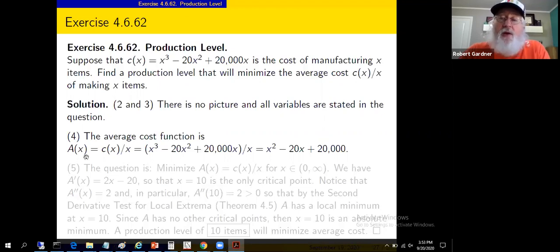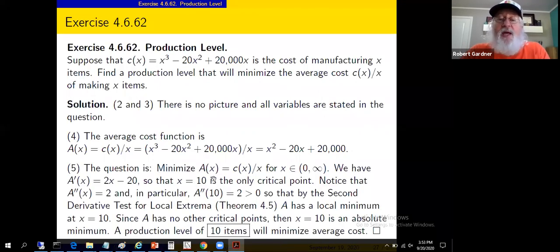Average cost, let me call it capital A to give it a single letter representation. It's the cost function divided by x. Here's the cost function. Take that divided by x, produces this average cost function. You like that function, don't you? Yeah, mercifully, it's just a second degree polynomial. Its graph is a parabola, an opening upward parabola, by the way. So the question is, minimize that function for x between 0 and infinity.